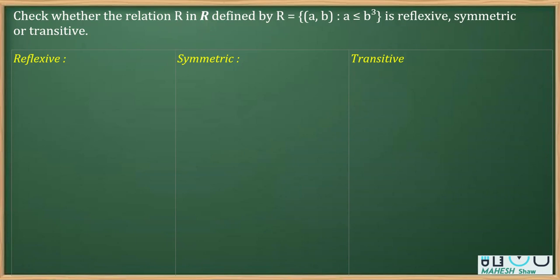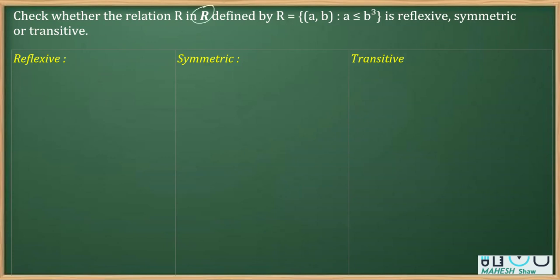Now, in order to check for the relation to be called reflexive, what we need to figure out is whether (a, a) belongs to R for every a that belongs to the domain, and the domain is all real numbers here. Most of you take small integers and end up doing it wrong. Let's say if I take (2, 2), you may say that it belongs to R as 2 is less than or equal to 2 cubed, and you may call it reflexive, which is not correct.